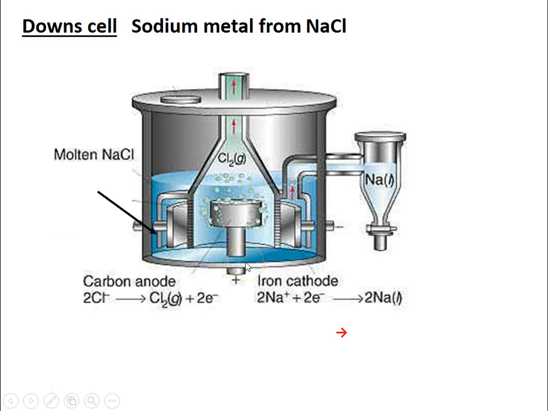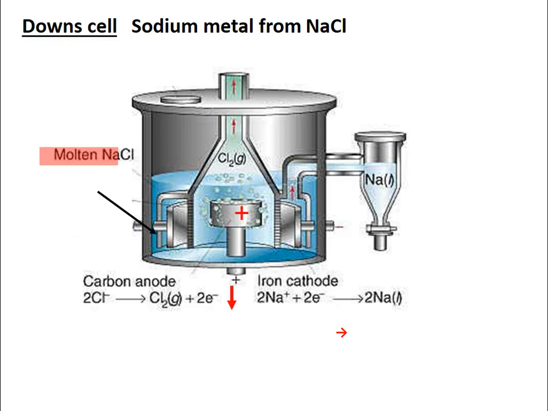Alright, so this is a Downs cell representation. It's producing sodium metal and also chlorine gas. And this is not in water, it's melted sodium ions and chloride ions. So you should be able to look at these and identify where the anode is. So you can see this has got a positive on it here, and that's got a negative. So you need to know which one's positive, which one's negative. So which one is the anode?